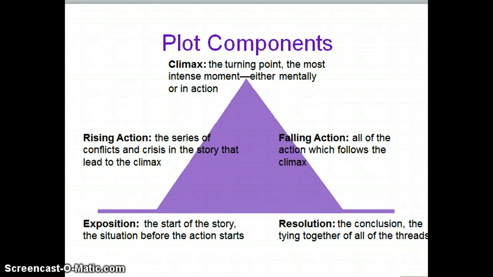Here are the plot components, as I was saying: the exposition, rising action, climax, falling action, and resolution. You need to write these all down in your notes because you will need to know these 5 plot components.